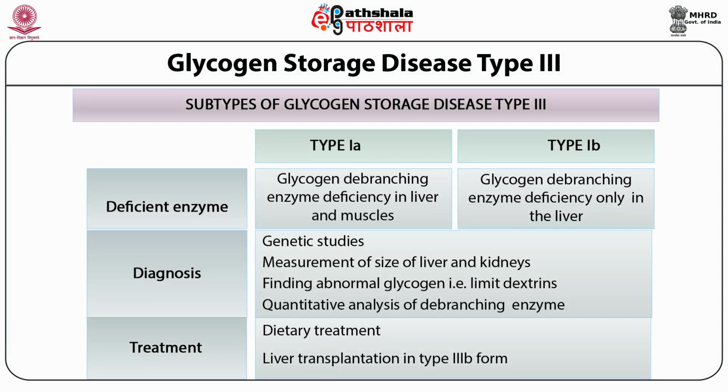Glycogen storage disease type 3. It is also known as debrancher deficiency, Cori disease, Forbes disease, limit dextrinosis. It occurs due to deficiency of glycogen debranching enzyme. Glycogen debranching enzyme helps in the removal of branches in the chain of glycogen.